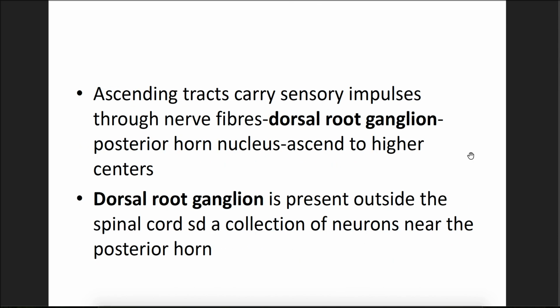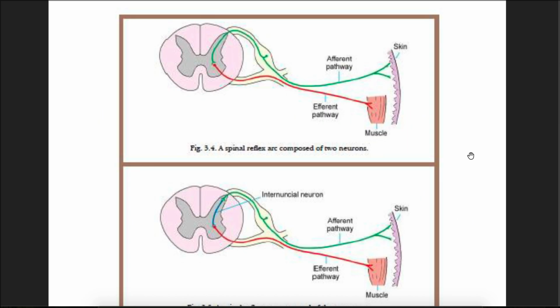Ascending tracts carry sensory impulses through nerve fibers, and these nerve fibers will first relay in the dorsal root ganglion, which is present outside the spinal cord on either side of the posterior horn nuclei, and then they will go to the posterior horn nuclei and ascend to higher centers. Like I said, the dorsal root ganglion is present outside the spinal cord. It is a collection of neurons near the posterior horn. I showed you this yesterday.